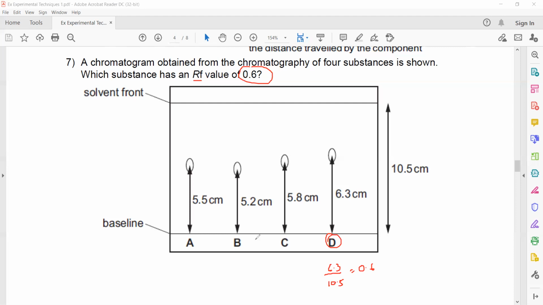Because I know the answer, I directly explained that D is the answer. But in the exam, when you're solving, you should check each value, like 5.5 divided by 10.5, 5.2 divided by 10.5, 5.8 divided by 10.5.